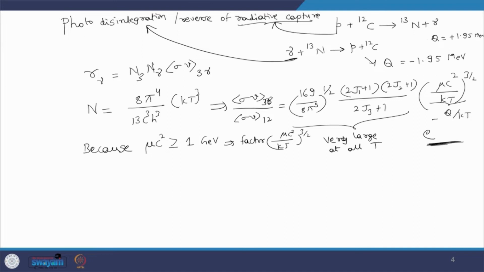After this, let me touch on the topic of energy production in stars. How to write down the expression for energy production in stars? Can you think? If you know the reaction rate, that means the number of reactions taking place per unit time per unit volume, and the Q value of each reaction, maybe we can write down a simple expression for the energy production in stars. Let us see how it looks. Let me go to the next slide.